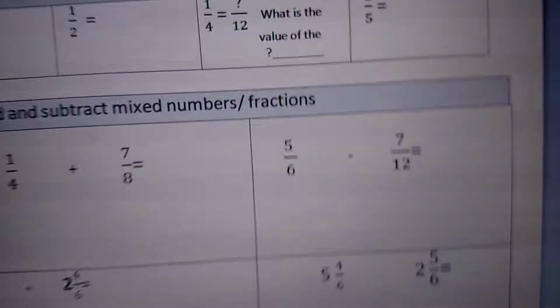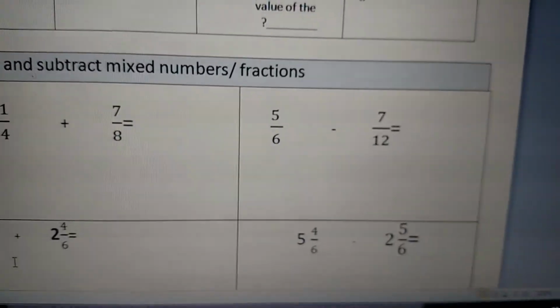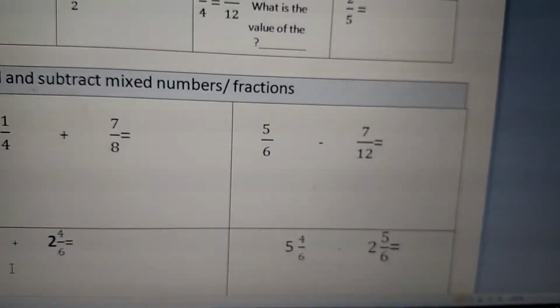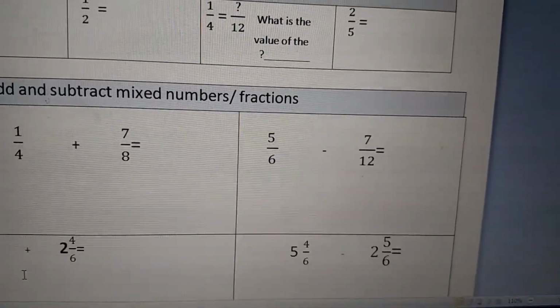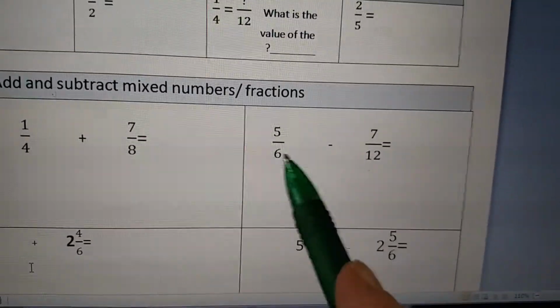So, the same thing with the subtraction. We need to find a common denominator. I have 5/6 minus 7/12. Well, I know I can turn this 6 into a 12 by multiplying by a number.